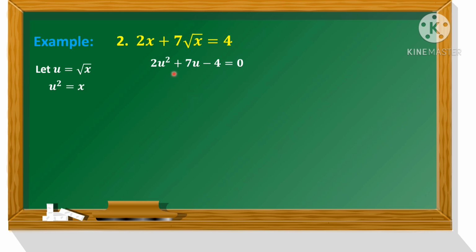2u squared. Okay? Because x is u squared, and 7 times u, which is our representation for the square root of x. So you have 2u squared plus 7u minus 4 equals 0. Then we'll solve this one. This is now a quadratic equation. Then we can solve by factoring.